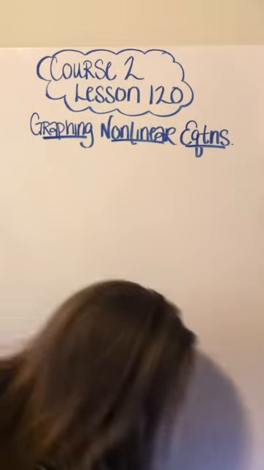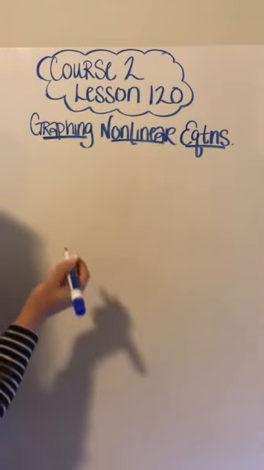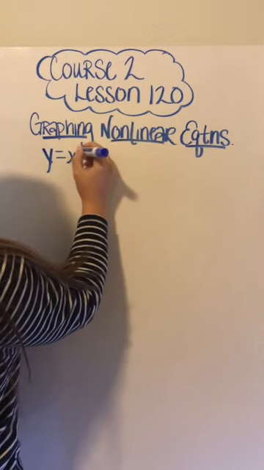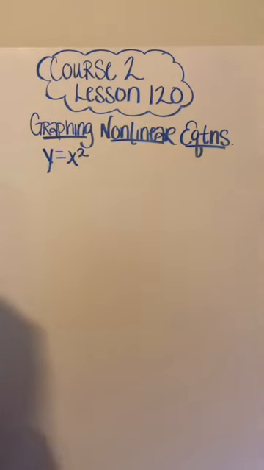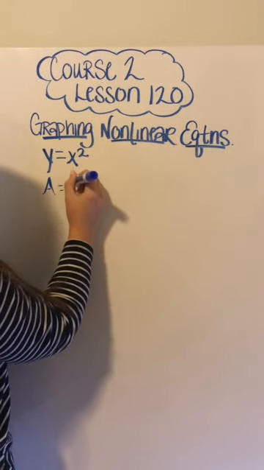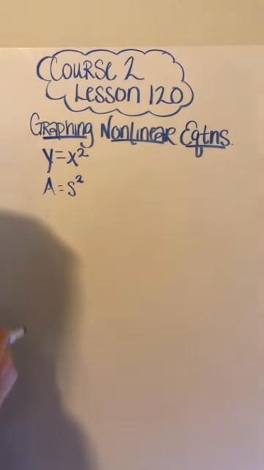So for example 1, we need to graph y equals x squared. So this equation that we see here is like the formula for the area of a square, except we have y and x. So y and x are just replaced by a and s. So this is a and this is s. So we have area equals a side squared.